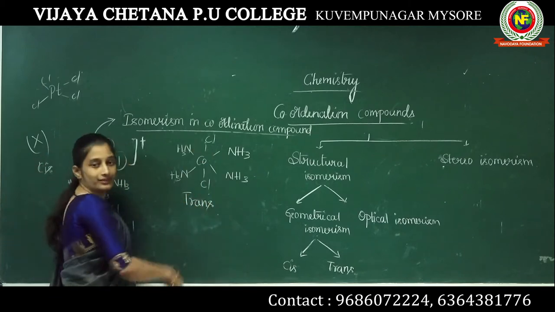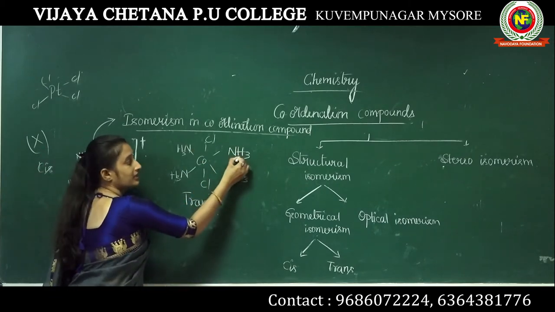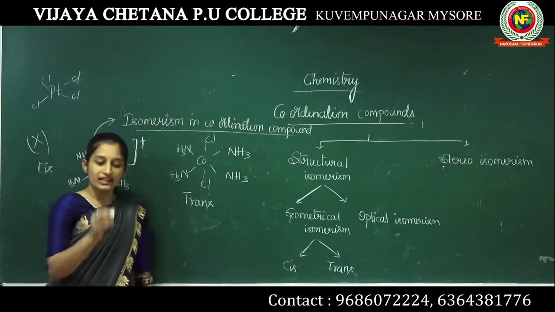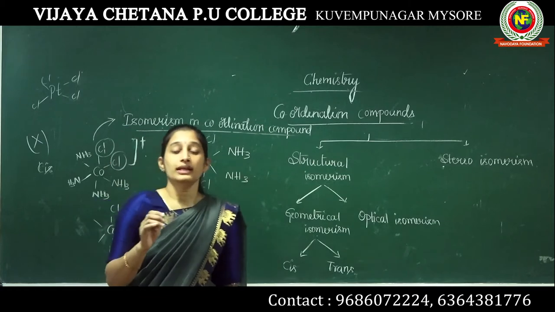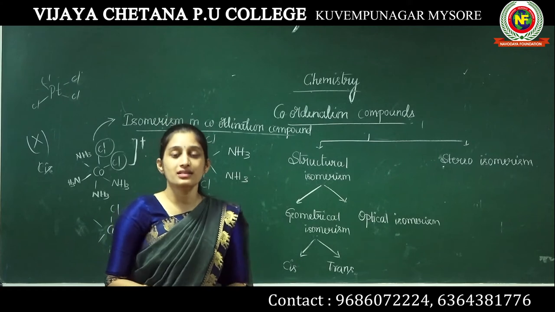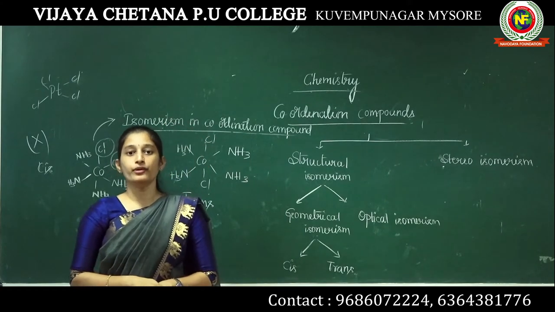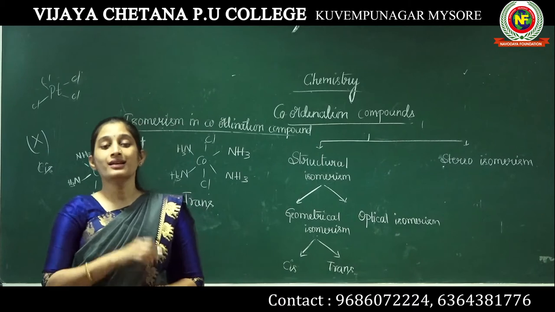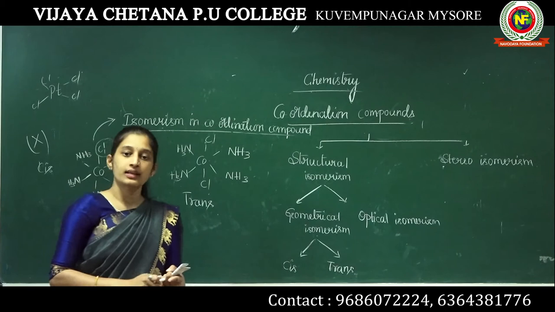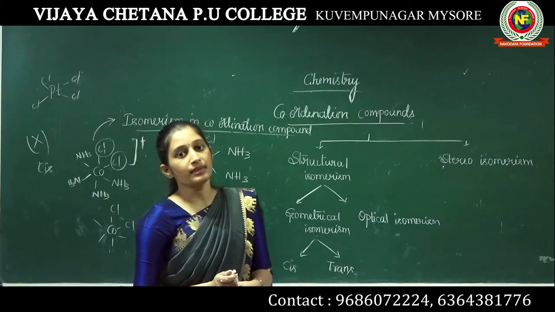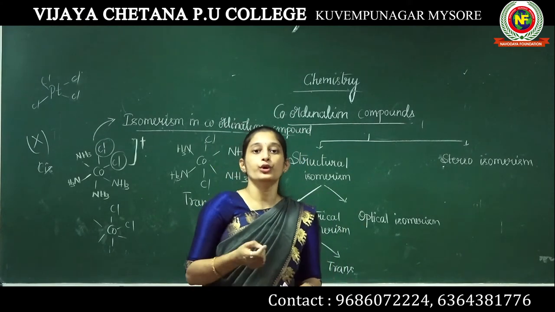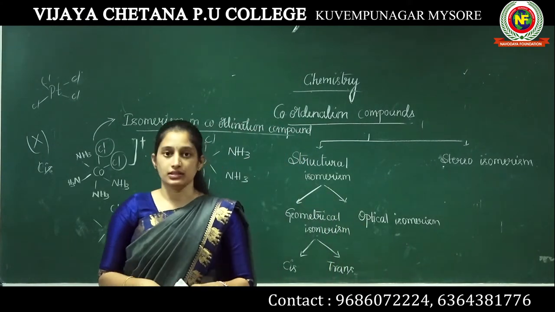Not only in this way, it may be like this. Any group may be opposite, or else they are not at all adjacent. Such type of isomer we call it as trans. Geometrical isomerism has two forms: one is cis and another is trans. Cis means both the groups should be adjacent to each other. Trans means both the groups should be opposite to each other.